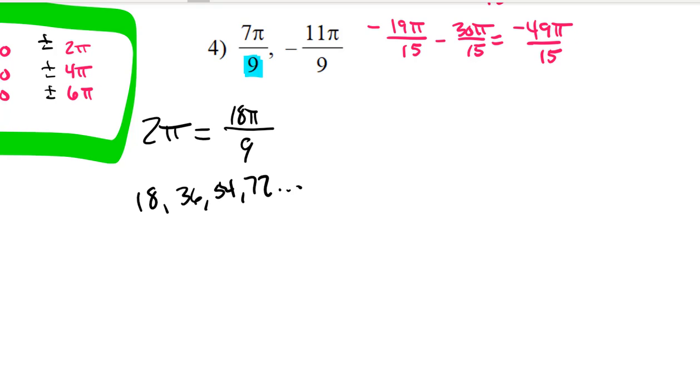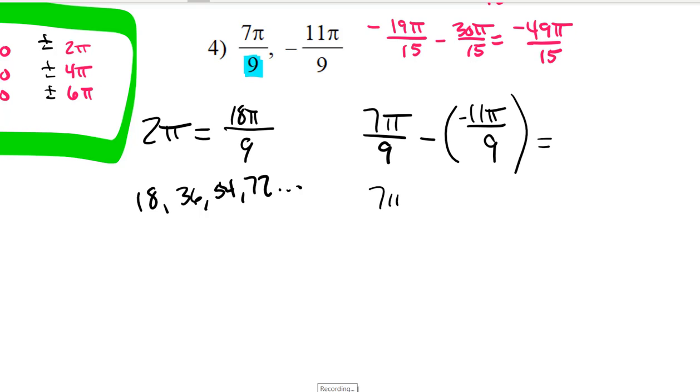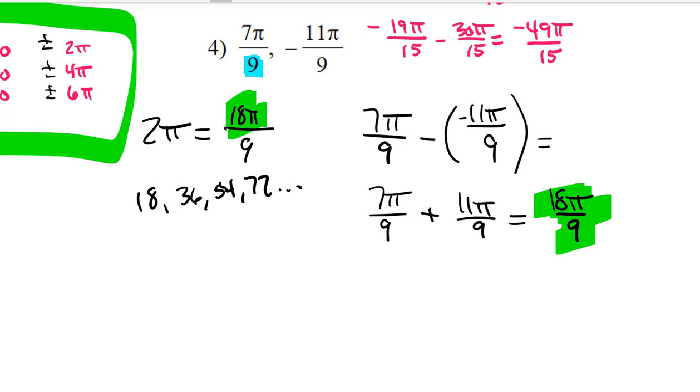We're going to start out with our 7 pi over 9. Here's a mistake some people make, so be really careful. Subtract, and then put parentheses around it. That 11 pi over 9 is negative. A lot of people make a mistake right there and just subtract 11 pi over 9 because they don't see the negative. So be careful when you do that. I'm going to do this the long way here: 7 pi over 9 plus 11 pi over 9 ends up with 18 pi over 9. That's kind of sweet, because 18 pi over 9 is a multiple of 18 pi over 9, because it's the same thing.